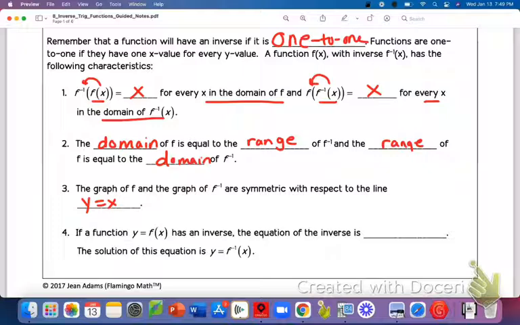The graph of f and its inverse will be symmetric with respect to the line y equals x. And if a function y equals f of x has an inverse, then remember we flip-flop the y and the x's when solving for inverses. You put the x in place of y and the y in place of x, and then the solution of this equation would be whatever your y is equal to for the inverse of function f.